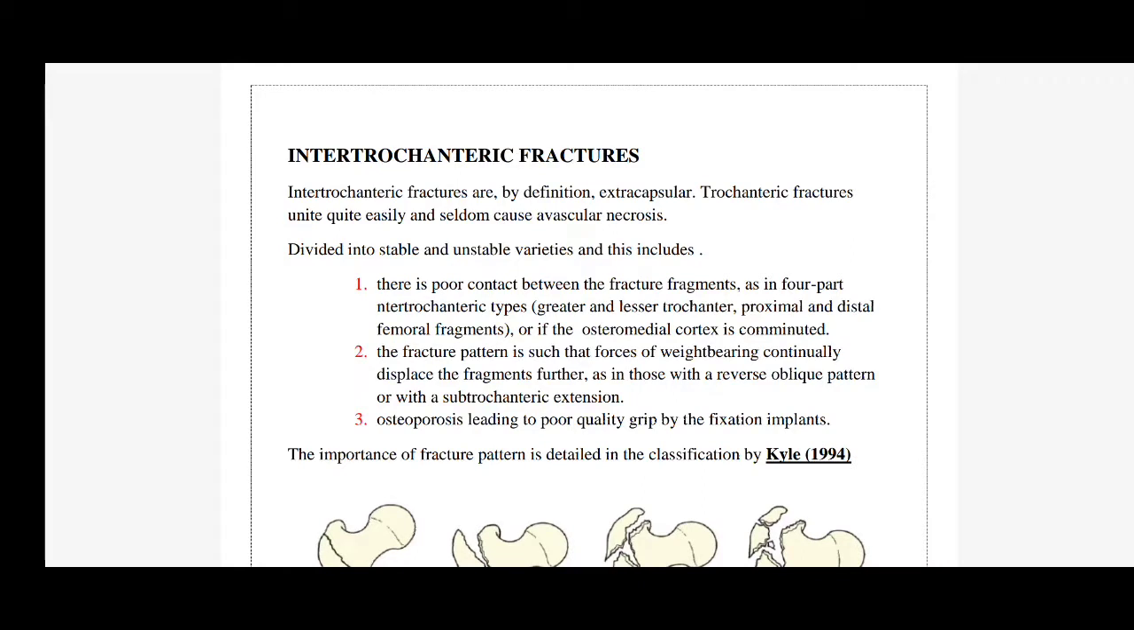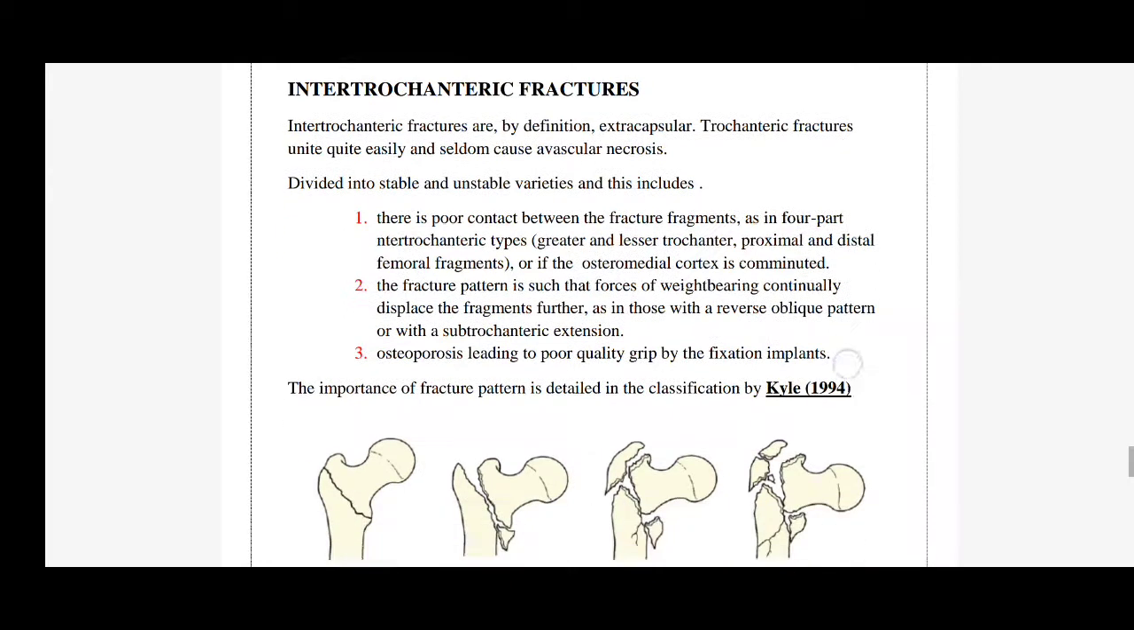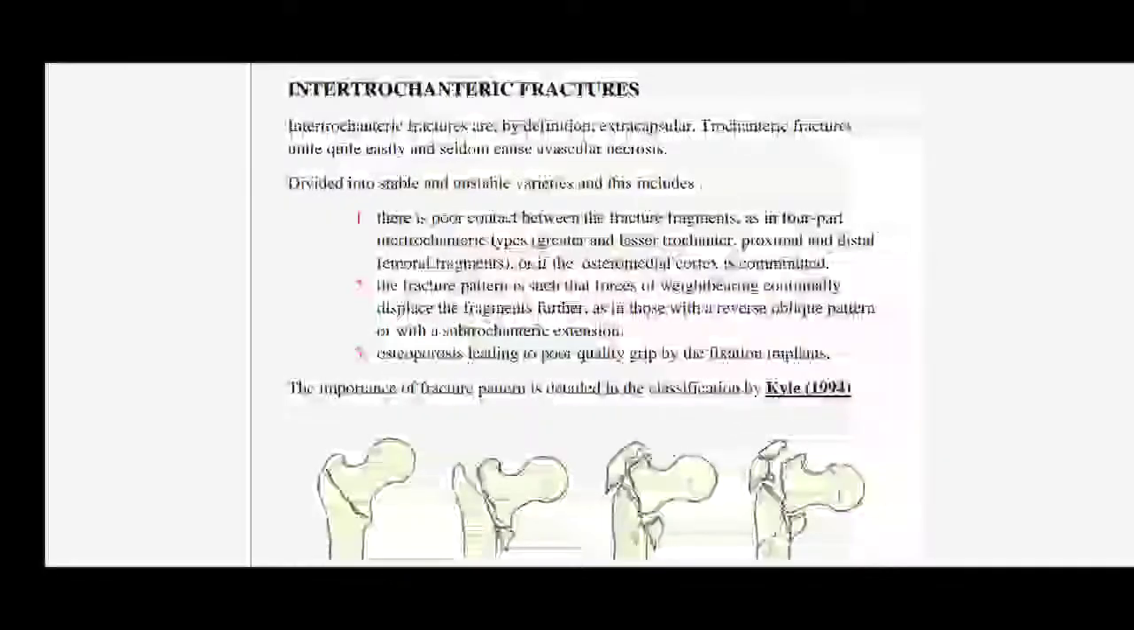By definition, it's extracapsular. So the problems related to the femoral neck are not present here, because it's an extracapsular fracture. Trochanteric fracture unites quite easily and seldom causes avascular necrosis. It's completely different from the femoral neck fracture. Divided into stable and unstable varieties. And the definition of unstable varieties is very important.